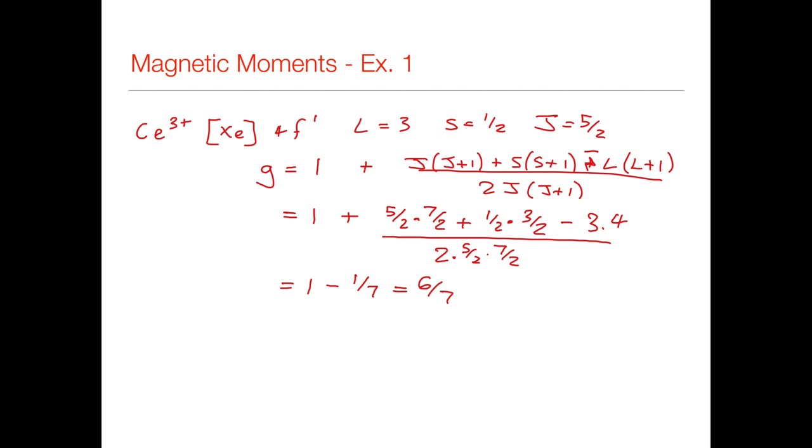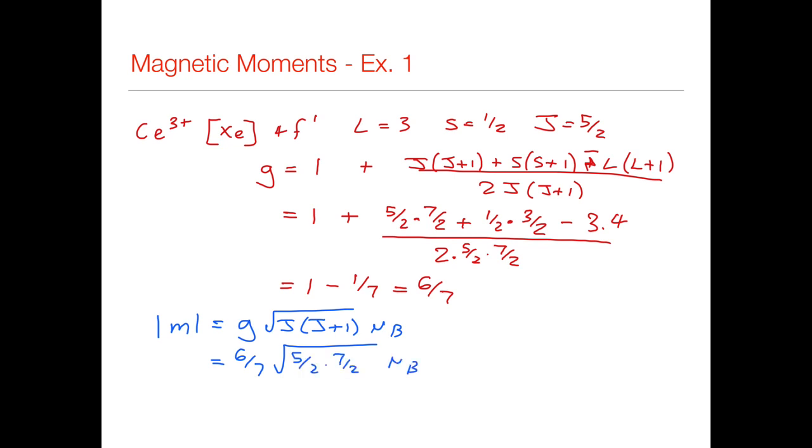So if I go now to evaluate the magnetic moment, mod M is equal to G square root of J(J+1), lots of mu B. So this will be 6/7, the square root of 5/2 dotted with 7/2, lots of mu B. So this is 2.54 lots of mu B. And if we compare with experiment, it is 2.4 mu B. So that's quite interesting because we've avoided doing some horrendous calculation on a multi-electron atom.